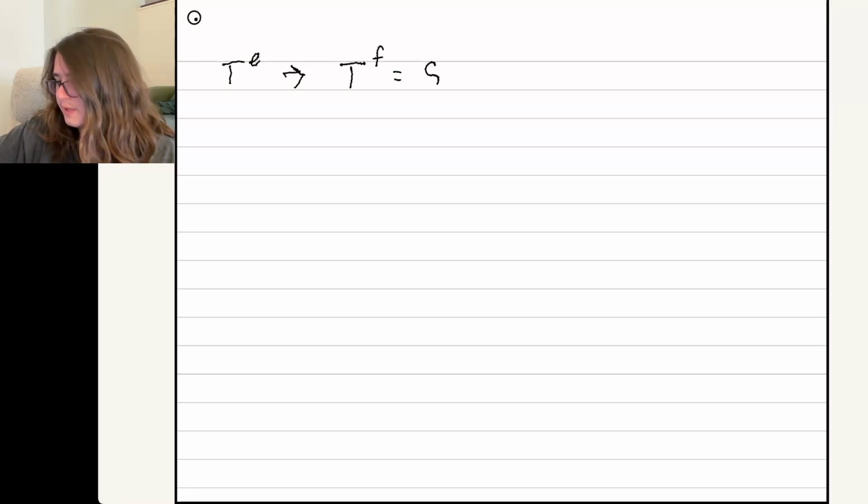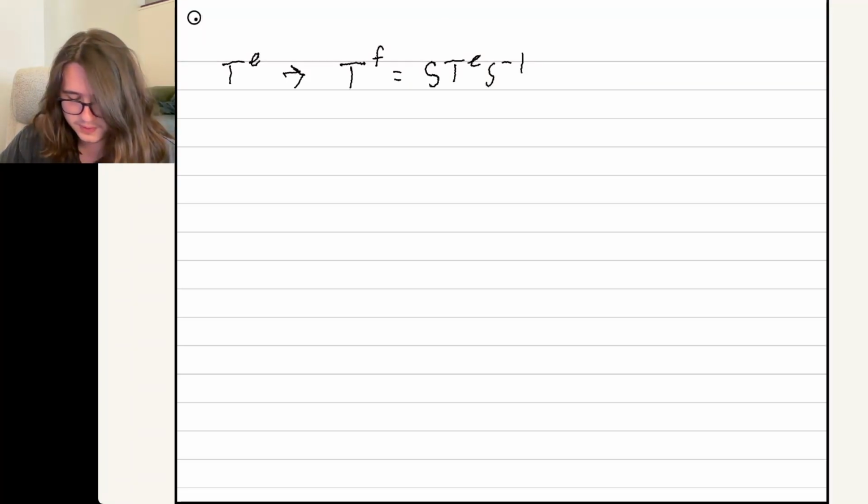Alright, silly people, here's the situation. We're going to be talking about some properties of similarity transformations. Those just being that if you have some matrix T in an orthonormal basis E, then a similarity transformation would be one where you have a final matrix T in basis F, which is equal to some transformation S times T_E times the inverse of said transformation, right?